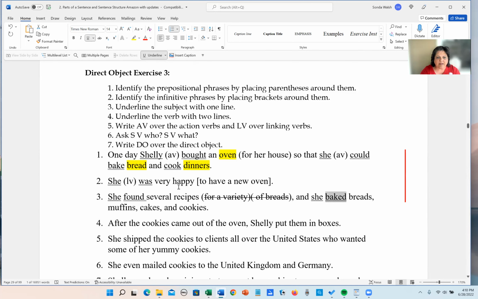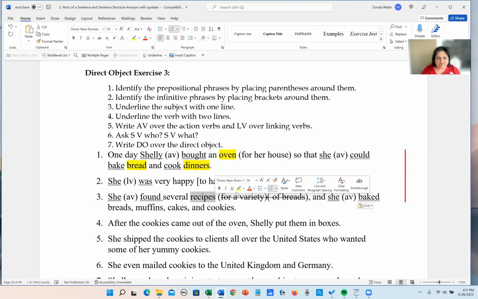Okay, the next thing is we identify whether it's an action verb or a linking verb. Found is an action verb. Baked is an action verb. So we keep going. Ask subject verb who, subject verb what. She found what? Recipes answers what. So recipes is our direct object. She baked what? Well, this one we have a compound direct object. She baked breads, muffins, cakes, and cookies. So these are our direct objects.